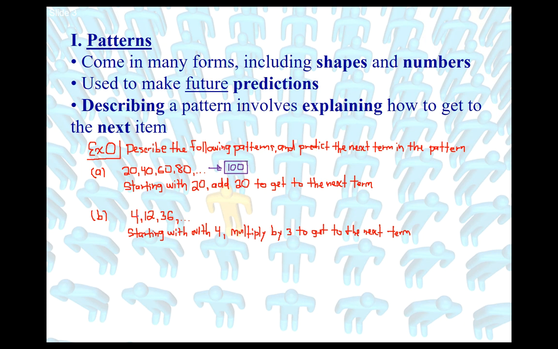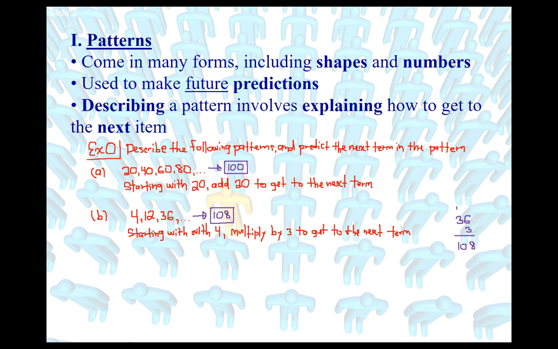How about this one? 4 times 3 is 12. 12 times 3 is 36. What about 36 times 3? Well, we can do the long multiplication for this. So 36 times 3. I mean, I know what it is in my head. I'm just going to show the work anyway. 6 times 3 is 18. Carry that 1. 3 times 3 is 9, plus 1 would be 10. So that's going to be 108. 108 would be the next term here.